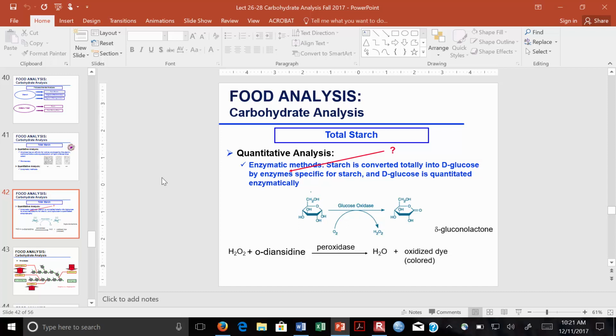So here, gluconolactone, so you don't have to write the structures. And then here, you don't have to memorize, just say reduced dye, and then the peroxide will oxidize the dye to get you a color. So you don't have to memorize the name of the dye.